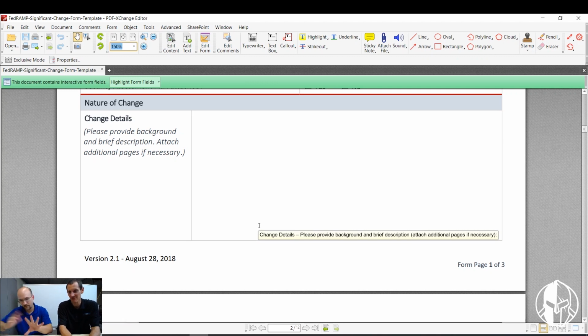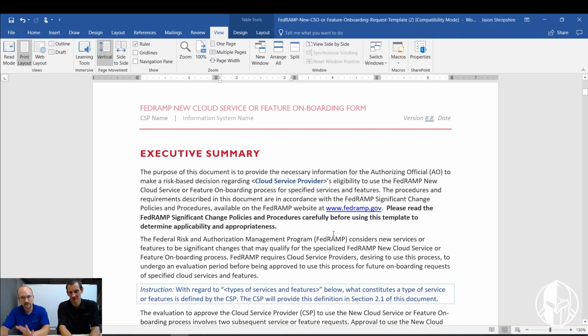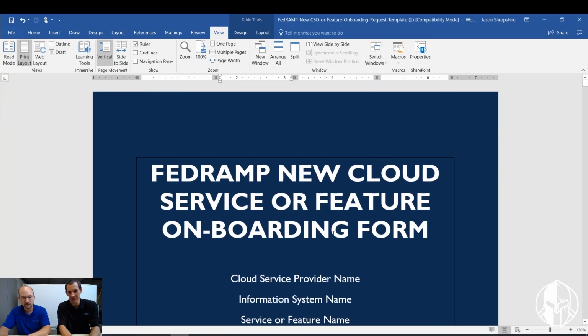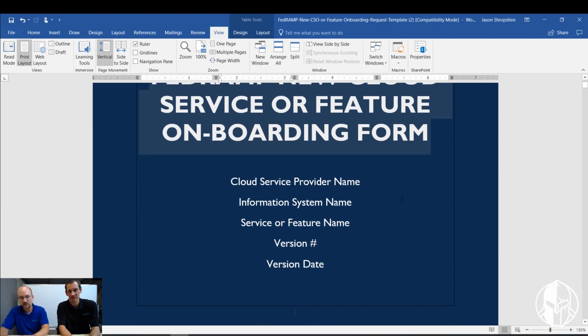And then on the flip side of that, there's this whole new process that's defined in this document. So walk us through this document. I think this is another new cloud service or feature onboarding form. And at first it doesn't jump out at you unless you know why this is here from the other document, from their processes and procedures document, that this is a net new thing and it's a different way to go from the significant change.